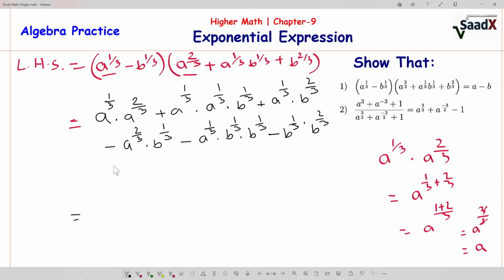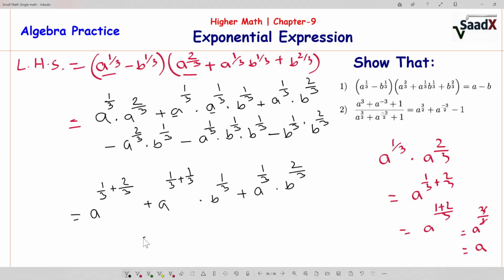Now one by one we can make a to the power 1 by 3 plus 2 by 3. Here is a and a, a similar base, so the powers will be added, so a to the power 1 by 3 plus a to the power 1 by 3 times b to the power 1 by 3, and then plus, here it will be unchanged because a to the power 1 by 3 and b to the power 2 by 3, a and b are different variables. Okay, but if the base is similar, then we can add the powers.